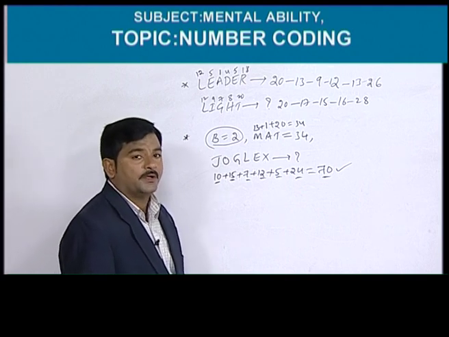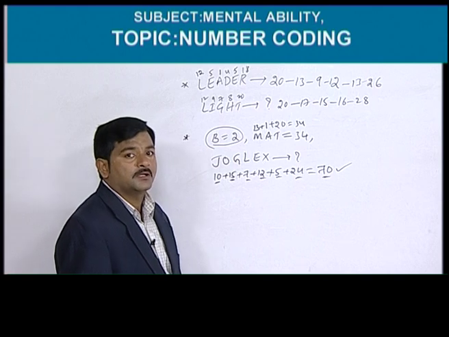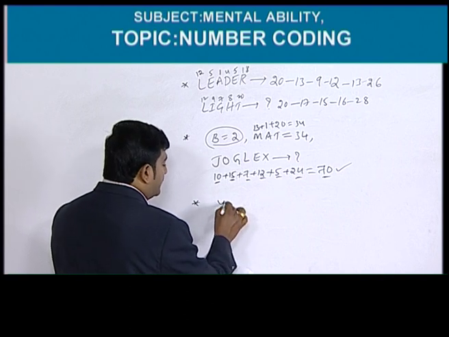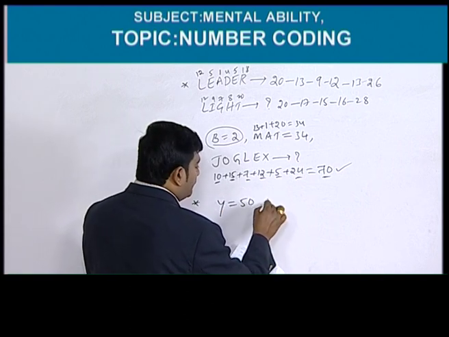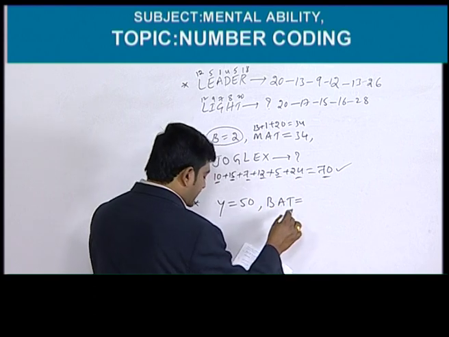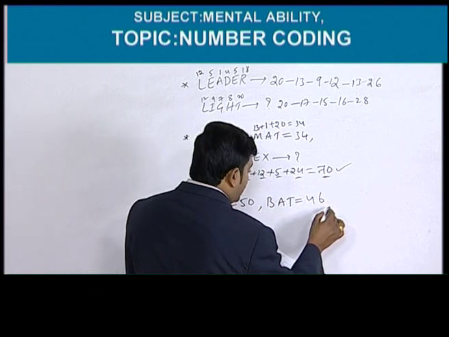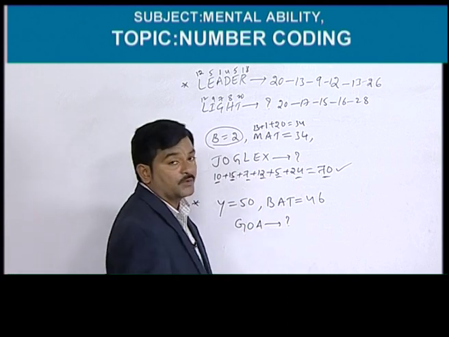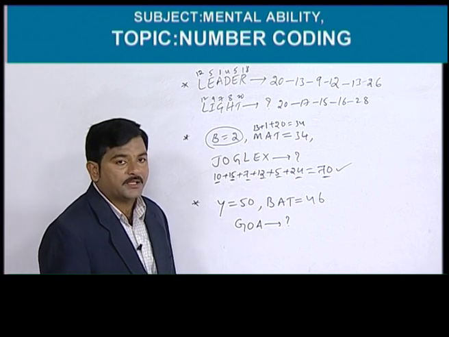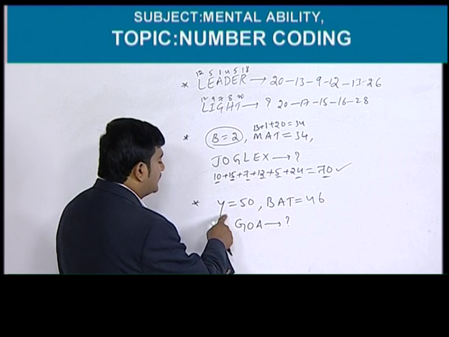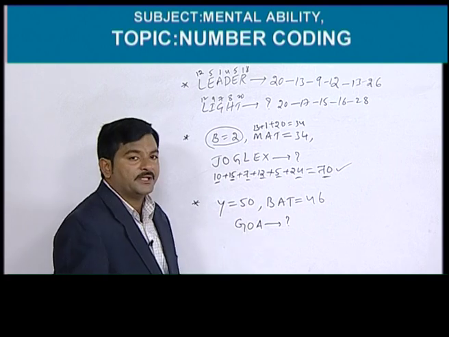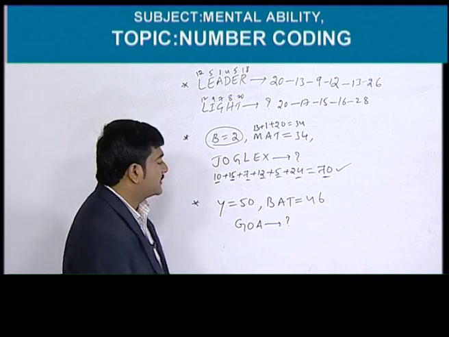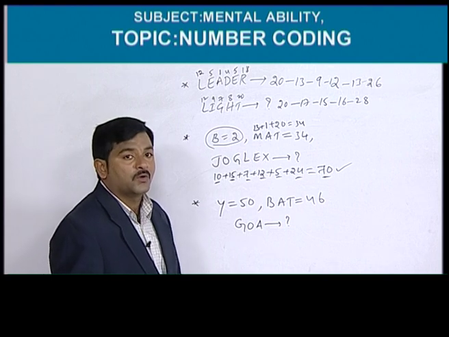Okay, I hope you understood this example also. Okay, now we can discuss one more example. In a certain code language, Y means 50, BAT means 46. Then what is the code for the word GOA? I repeat once again. He asked to find, in a certain code language, Y means 50, BAT means 46. What is the code for the given word GOA?